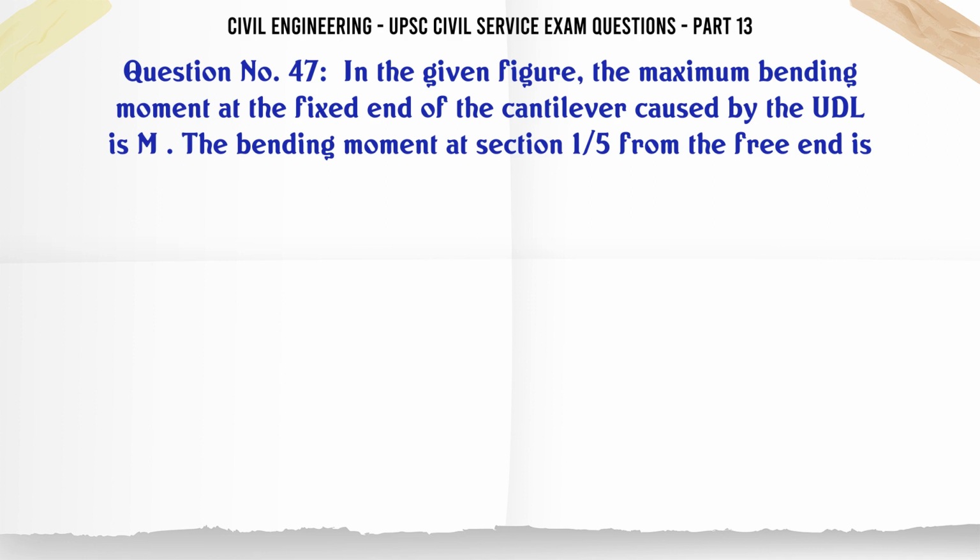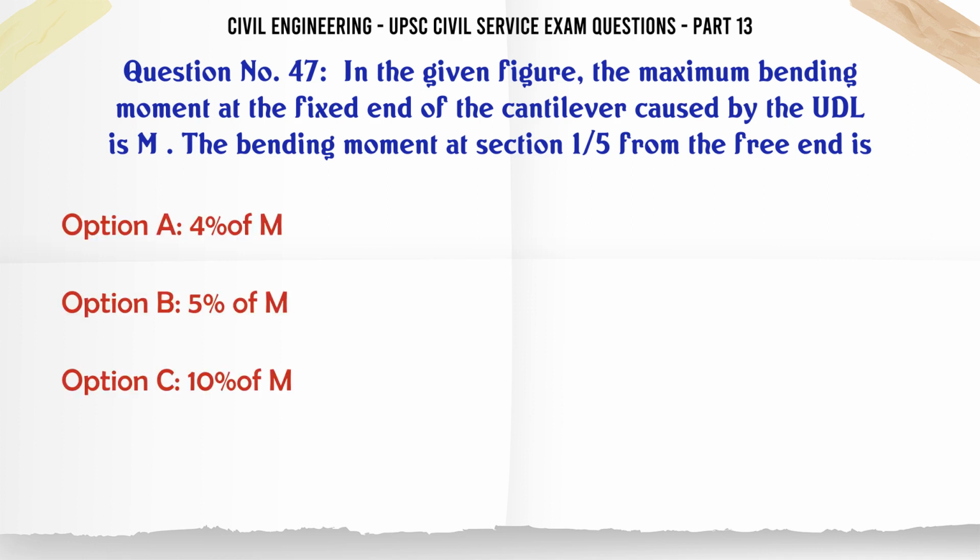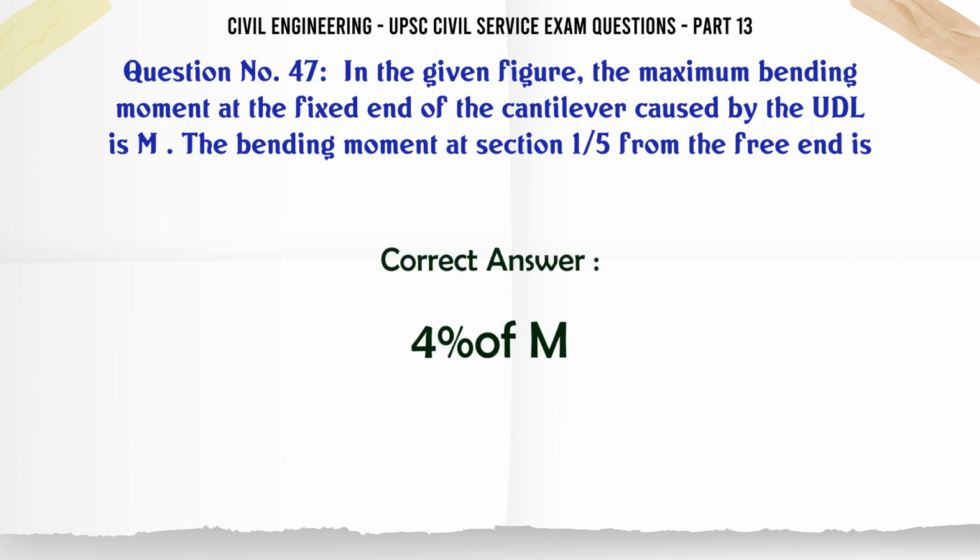In the given figure, the maximum bending moment at the fixed end of the cantilever caused by the UDL is m. The bending moment at section 1/5 from the free end is A: 4 of m, B: 5 of m, C: 10 of m, D: 20 of m. The correct answer is 4 of m.